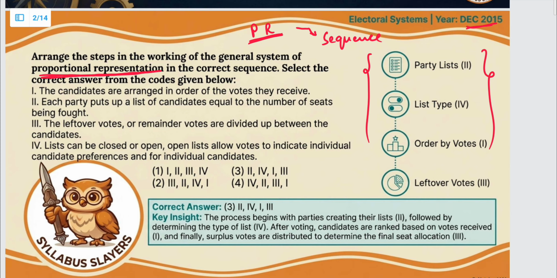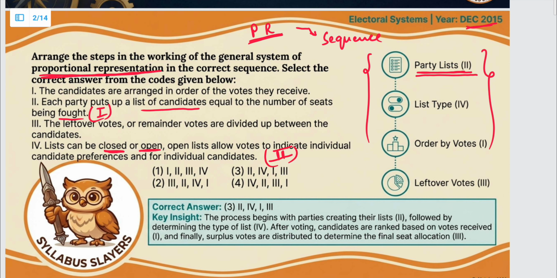and accordingly we'll answer the question. So the first step which is generally carried out is that party lists are formed. ठीक है. So इसमें क्या रहेगा, each party will put up a list of candidates equal to the number of seats being fought. ठीक है. So this will be the first step. Second step will be that the type of lists will be classified. So there are generally two types of lists, that is closed or open list. And open lists generally allow voters to indicate the individual candidate preferences which they want. ठीक है. So this will be the second step.